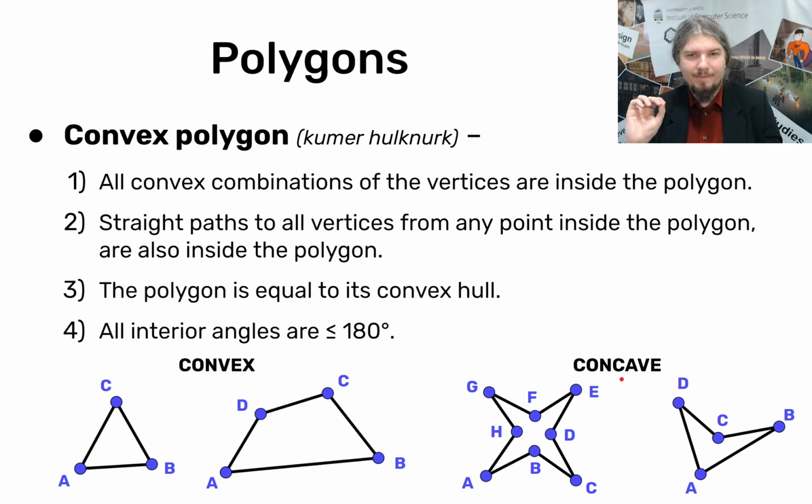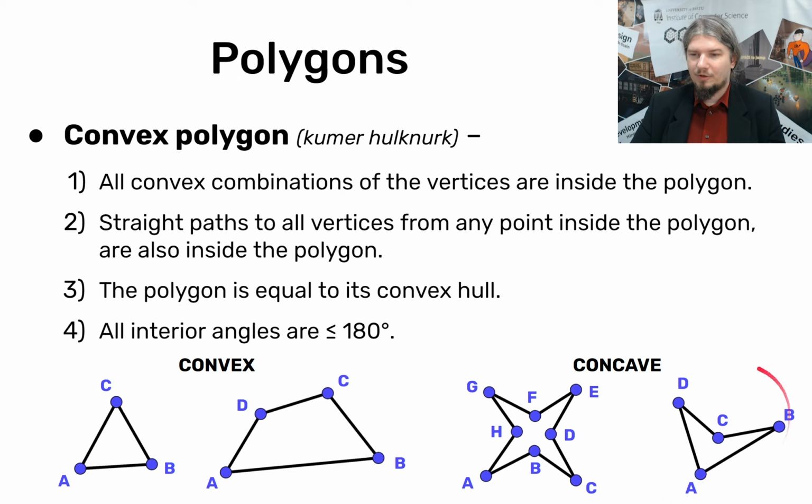are called concave, nõgus hulknurk. So let's look at these convex ones. Well, triangle, we already saw that all triangles are always convex, so that's a bit boring example, but let's look at this one. All the interior angles are less than 180. Over here, the angle ADC, this is less than 180. BCD, that is less than 180. ABC, yes, it's less. And BAD is also less. So all the interior angles are less than 180. So this is a convex polygon.